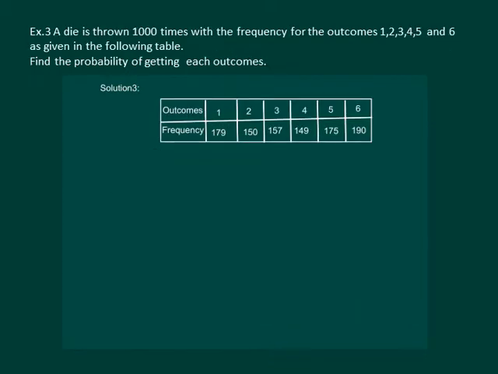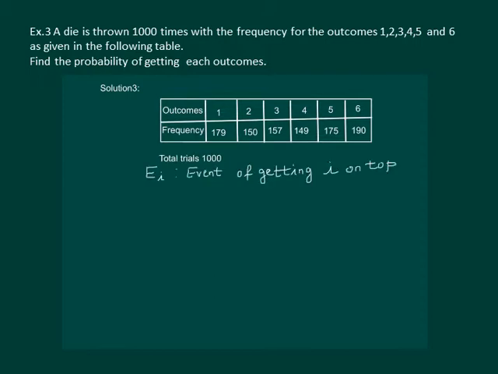Let us read the question. A dice is thrown 1000 times with the frequencies for the outcomes given in the table. Find the probability of each outcome. When we throw a dice, we know that the possible outcomes are getting a 1 or a 2 or a 3, and so on, getting a 6. It is given that the dice is thrown 1000 times, so the total number of trials is 1000.